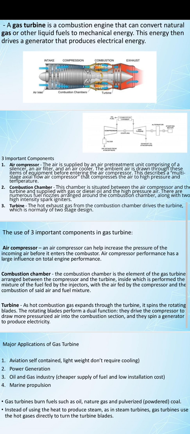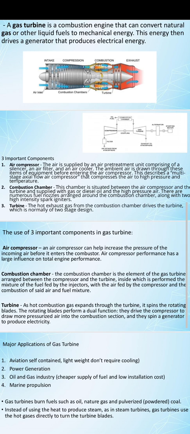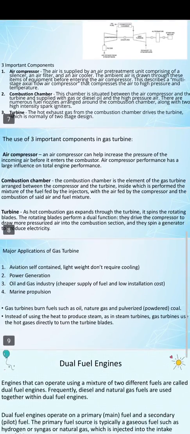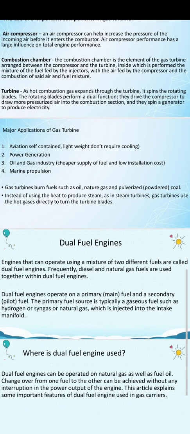So, lastly is the turbine. As hot combustion gas expands through the turbine, it spins the rotating blades. The rotating blades perform a dual function. They drive the compressor to draw more pressurized air into the combustion section, and they spin a generator to produce electricity. This is basically a process where air is compressed and then goes into the combustion chamber and then in turn goes into the turbine.